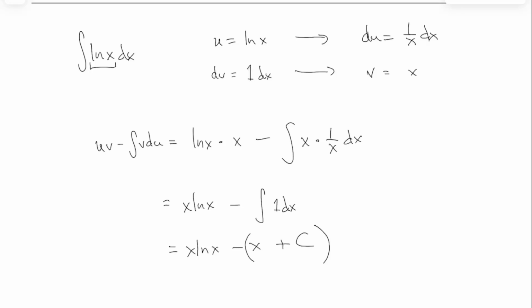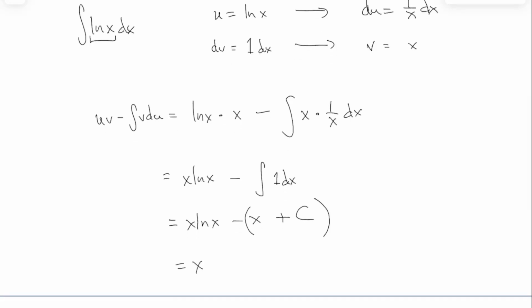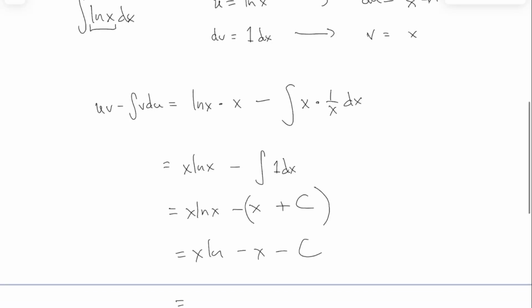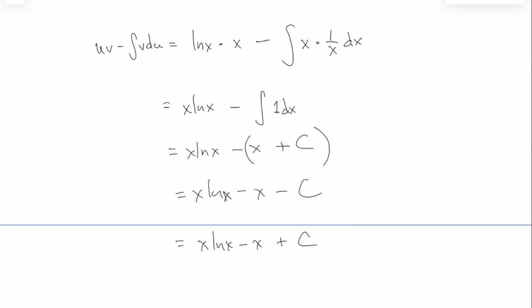The reason, so this is also correct. The reason it doesn't really matter is because C represents any constant. And so if I write that, if you distribute the minus sign, it's the same as that. What I had written before was x ln x minus x plus c. Now these two look different. For ordinary numbers, they would be different. But since c represents any constant, they're the same. Because if I say subtract any constant, that's the same as adding any constant, because the constant could be negative.